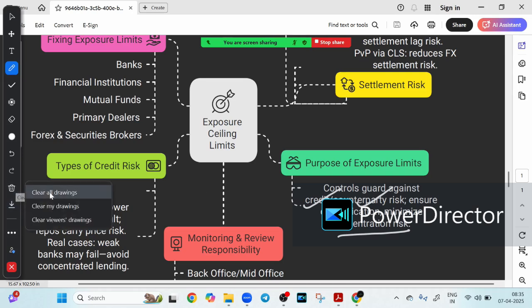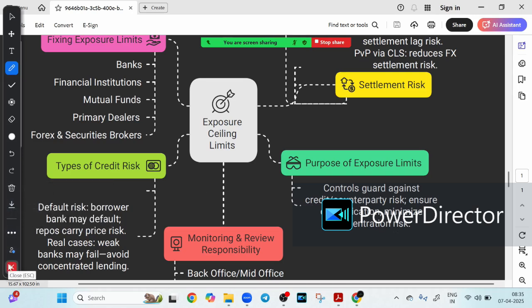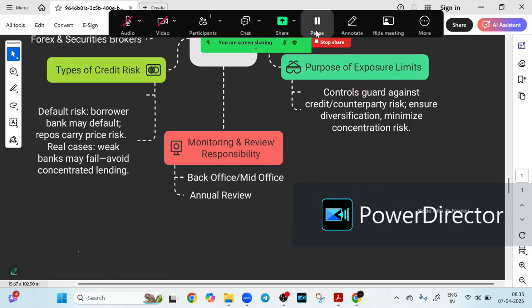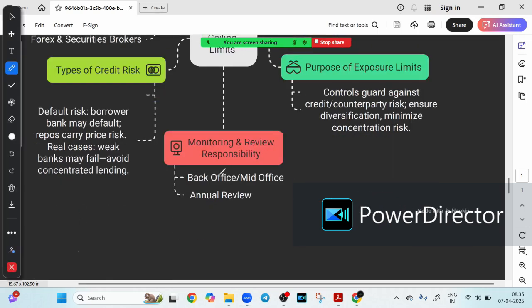And the last we have is the monitoring and review responsibility. Who monitors it? Just like we have seen the stop limit is monitored by the back office, in the case of this exposure ceiling limit, setting the limit is just step one, enforcing it is the key. This job lies with the back office and the mid office. And yes, there is a mandatory annual review to ensure everything stays in check and up to date.